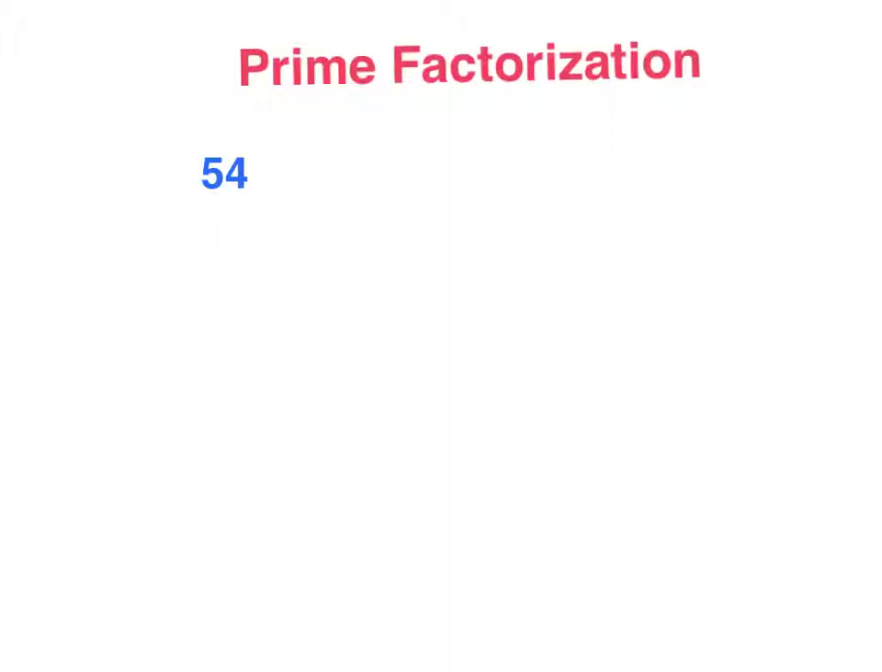The first step is to think of some factors that you know of the number 54. For example, 6 times 9 is equal to 54. We're going to make what we call a factor tree. So we're going to draw two branches, and we're going to put the factors that multiply to give us 54 at the end of each branch.